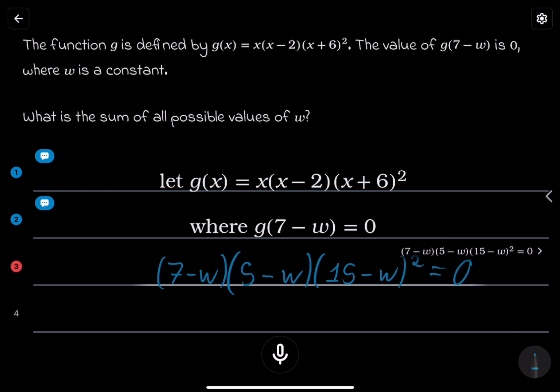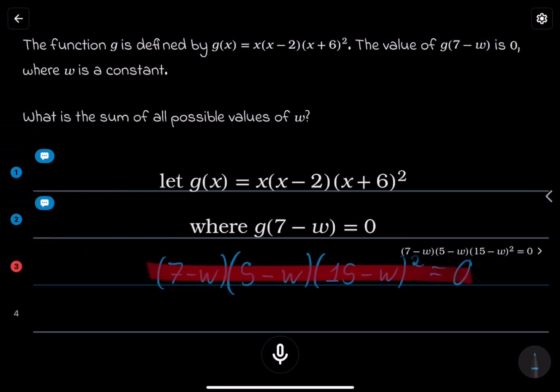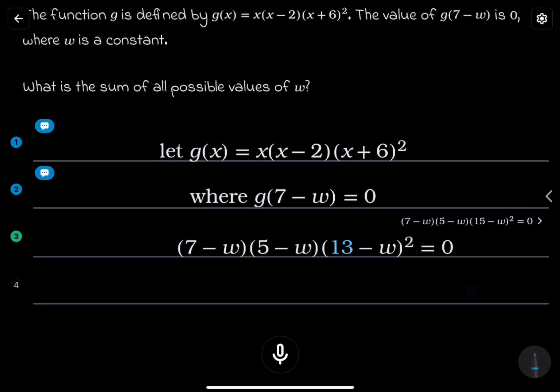Oh, but on line 3 it says I've got it wrong. It's gone red. So I can just ask Chiron to correct that line for me. Oh, it's just highlighted that 6 plus 7 is 13, not 15. Easy fix. I'll accept that correction and carry on.